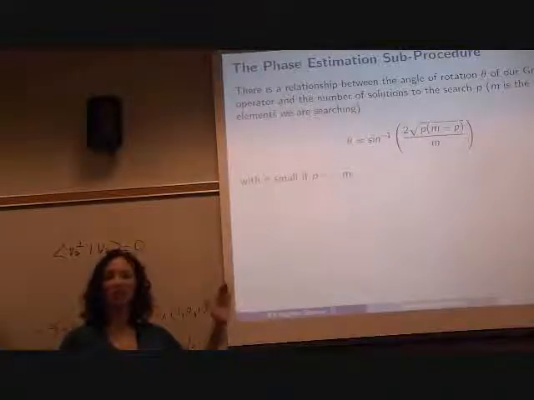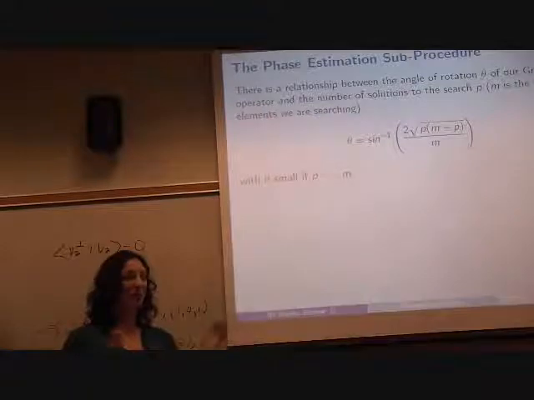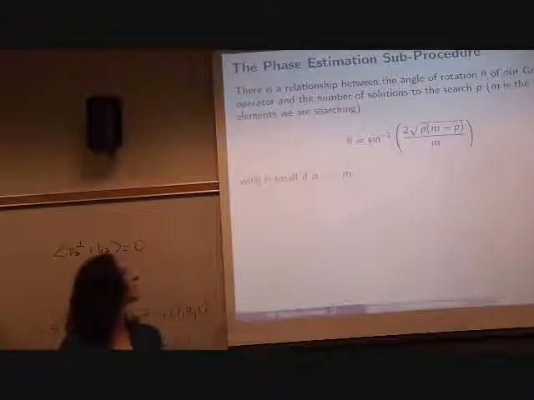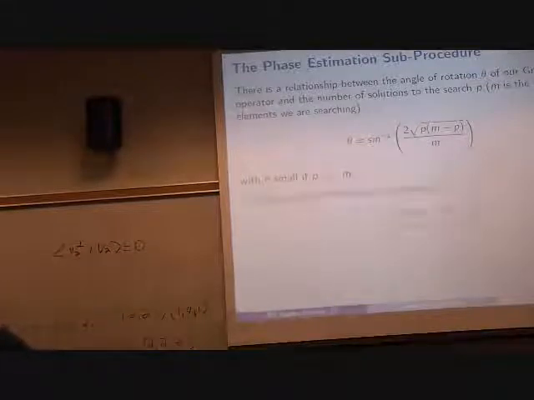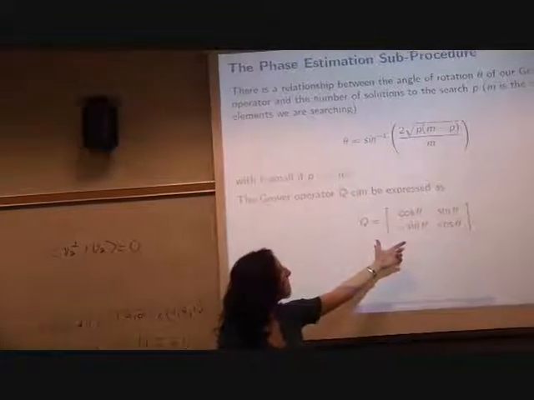accomplishing a rotation, right? And so I also told you that the Grover operator can be written in Dirac notation and it can be written in matrix notation. So we have all of these things floating around, different viewpoints of it. So if you consider our Grover operator in matrix notation, this is what it looks like.